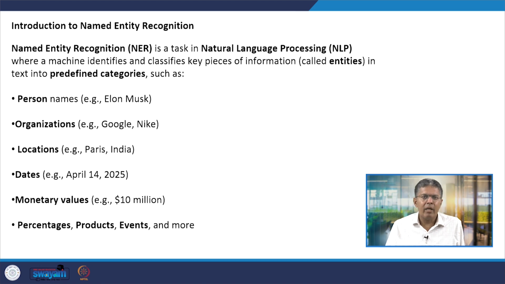For example, it could be a name, it could be an organization, it could be a location, it could be a price, anything, right. So, it classifies this key piece of information in text into predefined categories, such as you see here, person names, example Elon Musk, Ratan Tata, Narendra Modi. Okay. Organization, example Google, Nike. Okay. Location, example Paris, India. Date, April 14, 2025 or April 15, 2025. Monetary value, 10 million, 10 rupees, or whatever it is, right. Percentages, products, events, and many more things, right.